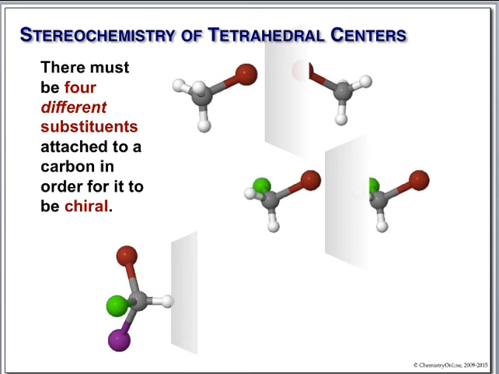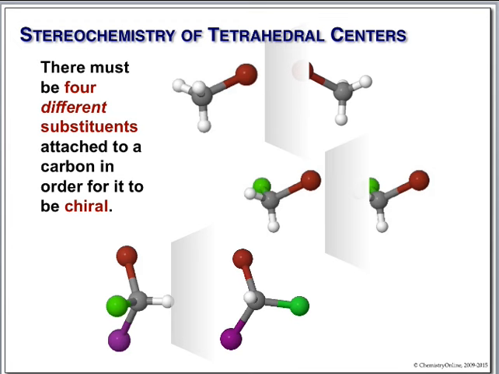if we have four different things, like this, as this rotates, this starts off a mirror image. When we rotate this around, we're going to wind up with exactly the opposite of what we started with here. These two are completely mirror images. When you have four things, there must be four different things around the carbon. We call that a chiral carbon. The relationship between it and its mirror image, we call those enantiomers.